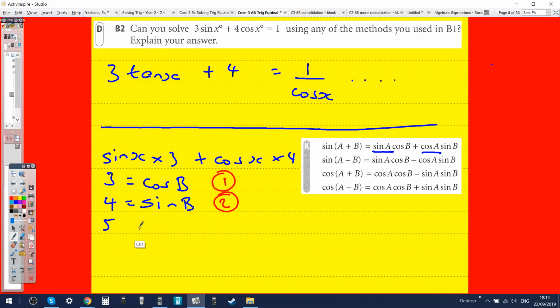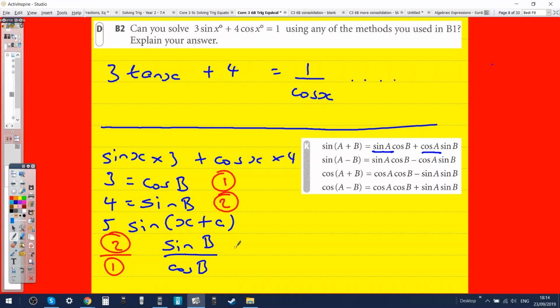So this is so far 5 sine x plus alpha. We can do simultaneous equations. Do 2 divided by 1. What do you get? So you get sine over cos, which is tan. So that's tan 4 over 3. And so that's equal to 4 over 3. And so tan alpha is equal to 4 over 3.